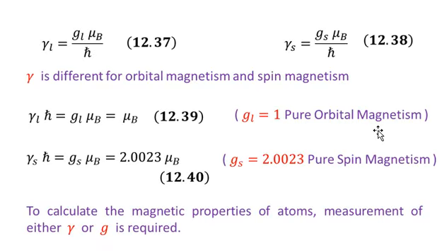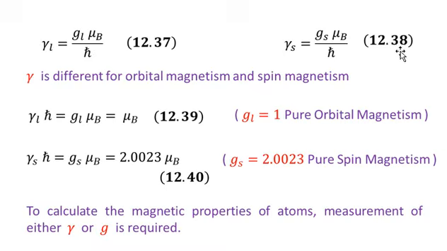That is, if we ignore the spin magnetism, we shall get the value of GL equal to 1. Pure orbital magnetism can be obtained when we have two electrons as the valence electrons, where the spins of the two electrons cancel each other when they have anti-parallel spins. Under that condition, we will have pure orbital magnetism, and the value of GL will be equal to 1.